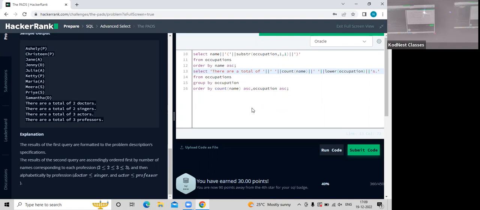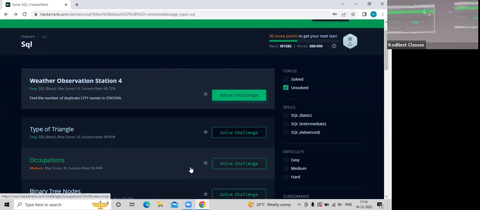Online students, did everyone get this? Any confusion in this? Yes. Okay. Shall we check for some other question now? Shall we check one more question?